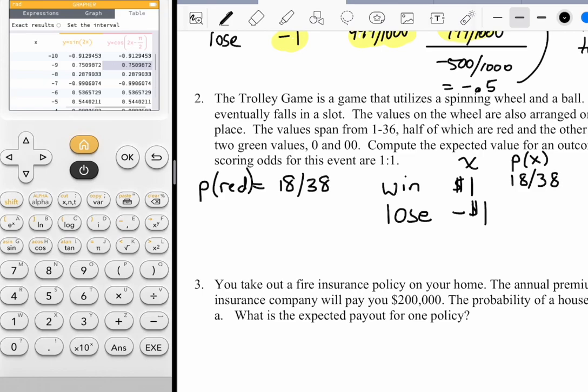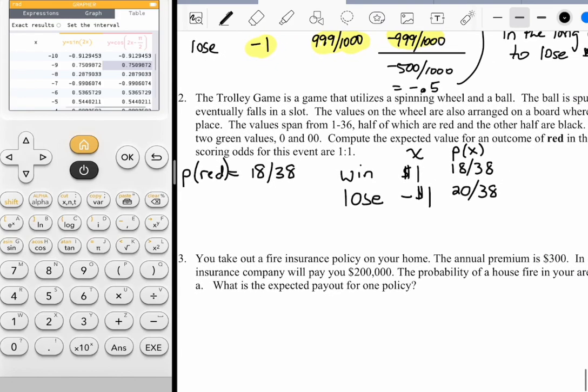The probability of losing would be every other possible outcome that you could have. So 18 out of the 38 will get you a win. The 20 that are left over out of the 38 will cause you to lose. So for expected value, and I know it's been a week, you multiply the amount that you would win if it turns out that you win by the probability of winning. And you do the same thing for losing.